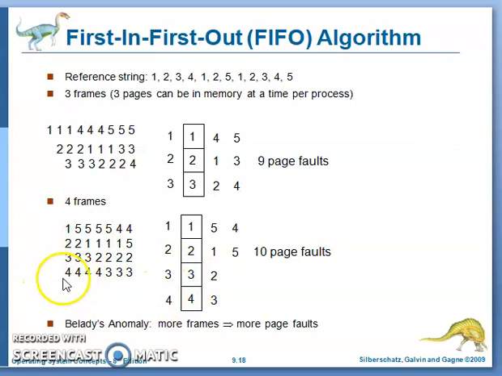So how many page faults here? Initially 4 page faults, then 5, 6, 7, 8, 9, 10 page faults. So when frames increase, page faults must decrease, but here the page faults also increased. This is called Belady's anomaly. Belady's anomaly occurs only in the FIFO algorithm. It means whenever the frames are increased, page faults also increase. In general, when frames are increased, page faults must be decreased.